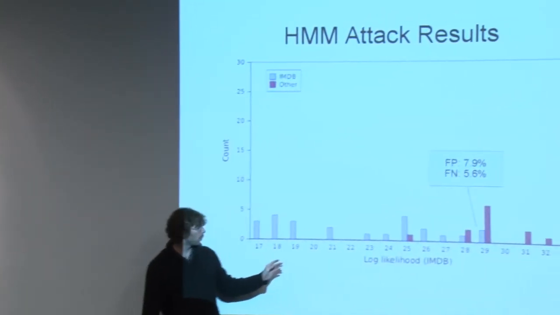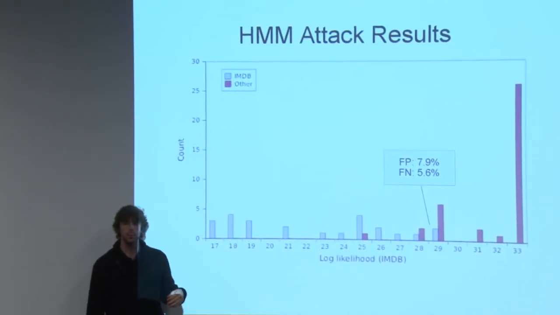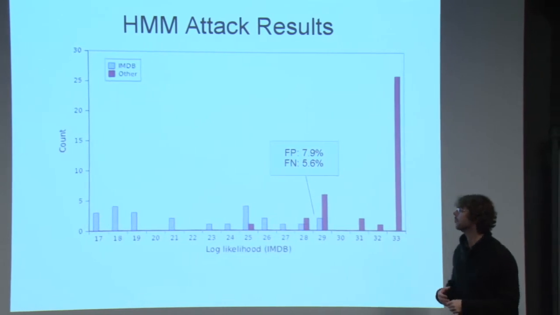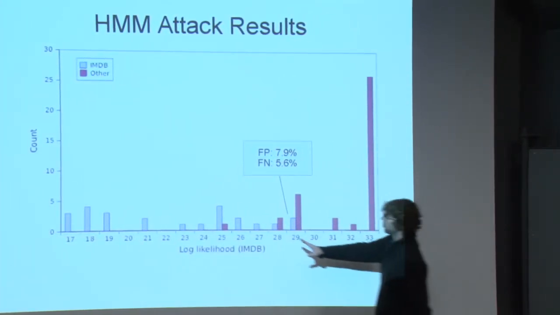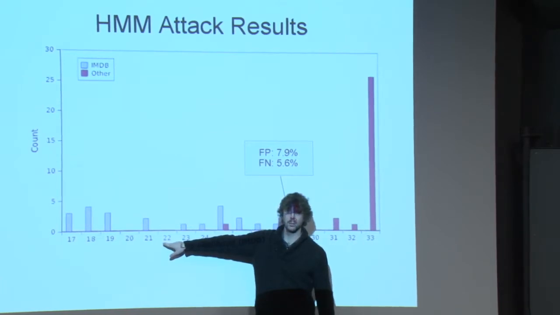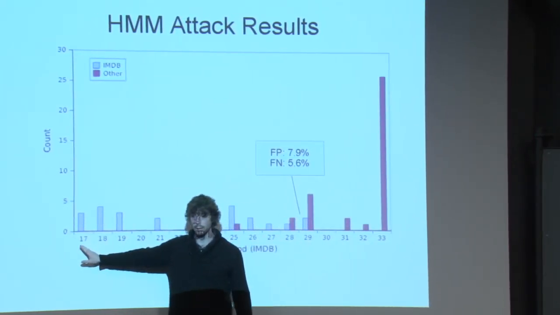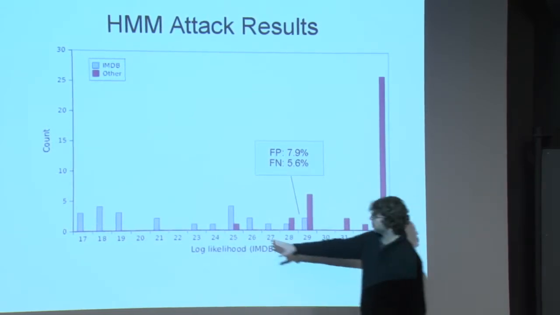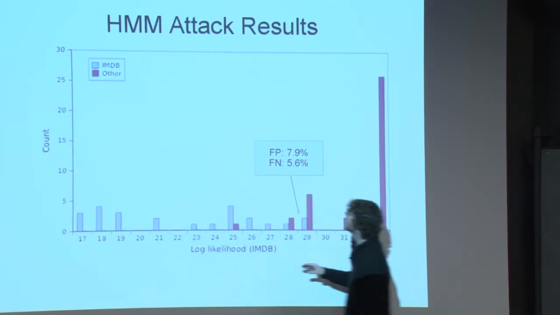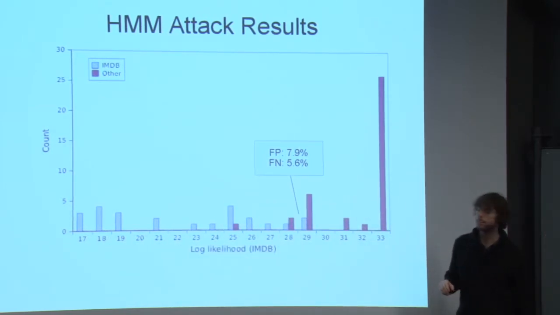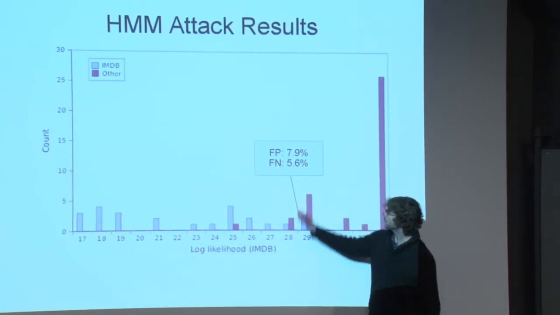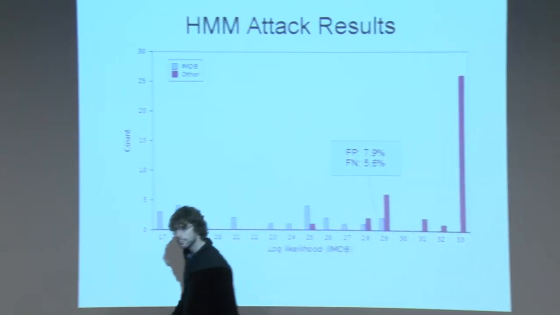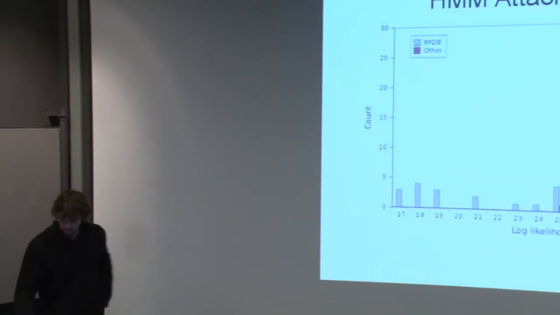So the output of the Forward algorithm is what's called a log likelihood of, well, how likely was that observation given this model? And so we take the negative log, so a lower score means it's more likely. And a high score means that that trace is not very likely to be generated by this model. And so you can see the blue bars are all IMDb pages, and the red bars are the non-IMDb pages. And so if you set a threshold right here, you could achieve a false positive rate of 7.9% and a false negative rate of 5.6%. And if you were willing to look at longer and longer windows, you could get that even higher.